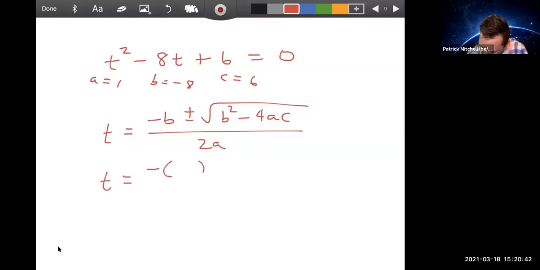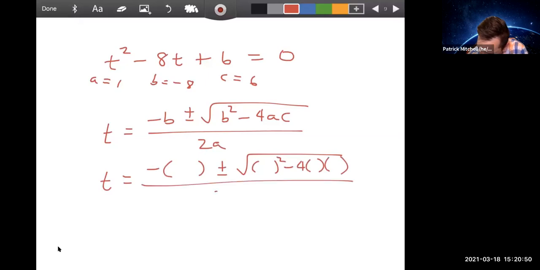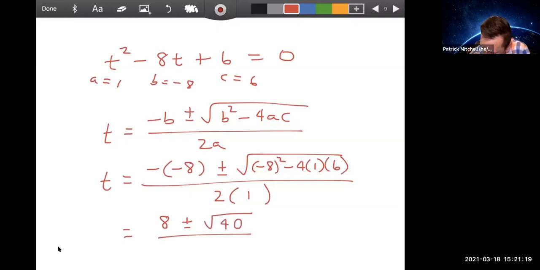So negative blank plus or minus the square root of blank squared minus 4 blank blank, all over 2 blank. All right, b is -8. b is still -8. a is 1. c is 6. a is 1. So that gives me 8 plus or minus. Okay, let's think about this. The square of -8 is 64. 64 minus 24 is 40. So the square root of 40 all over 2.